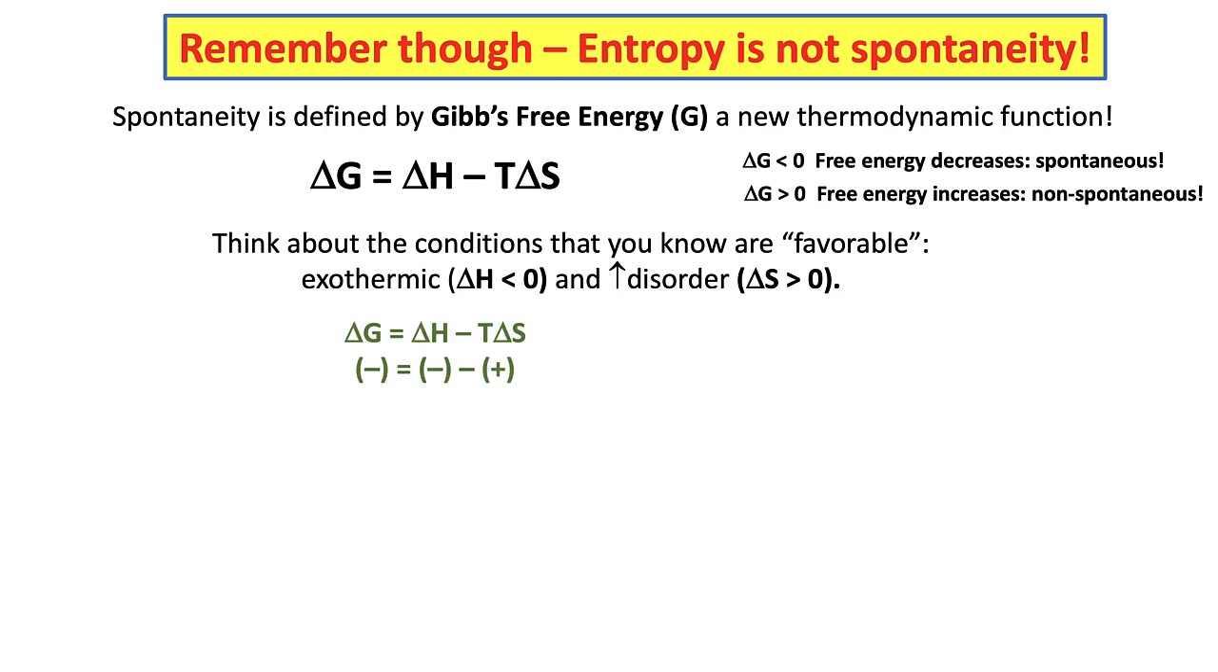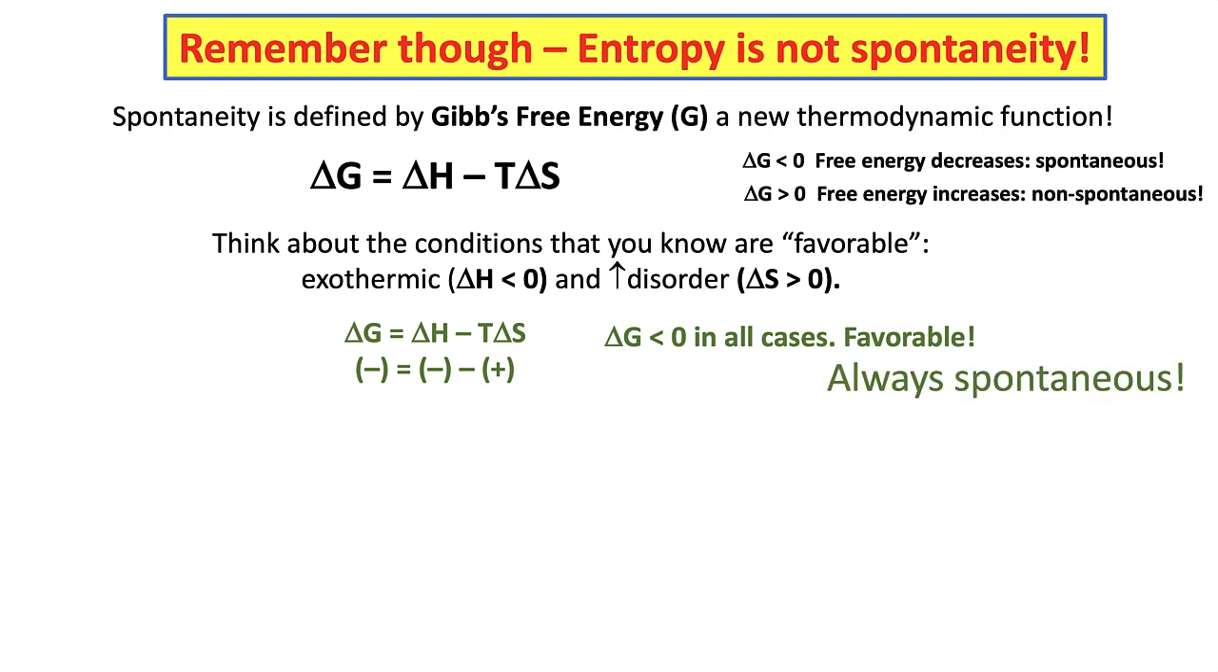Well, if we take a look at this formula, then delta G is always going to be negative because we have a negative delta H, right? Delta H less than 0. And from this, we're subtracting a positive value. So we're taking a negative value and we're making it more negative. And therefore, delta G is always going to be less than 0. And so in all cases, it's going to be favorable and it's going to be spontaneous. Exothermic, increasing disorder, always favorable.